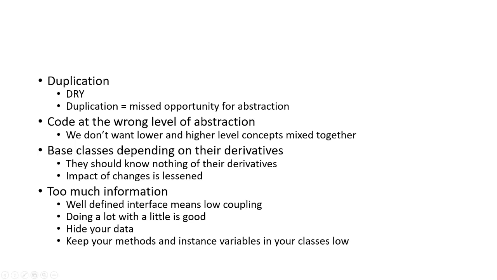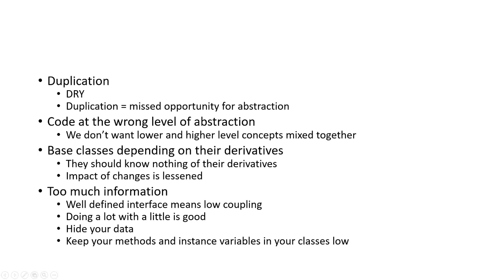Base classes depending on their derivatives. So that item class that we talked about should know nothing of its derivatives. That item class should know nothing about the Apple class. It should know nothing about that mayo class. But Apple and mayo should know about the item class because they're inheriting from it. They're extending it. So it lessens the impact of changes to the Apple and the mayo class. Too much information. So doing a lot with a little is a good thing.